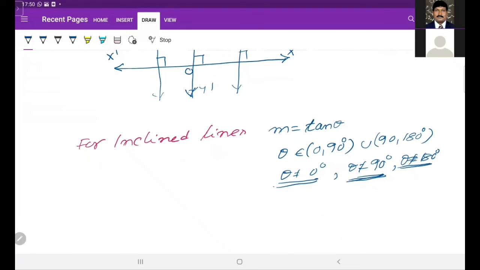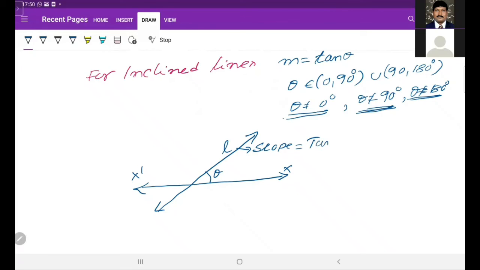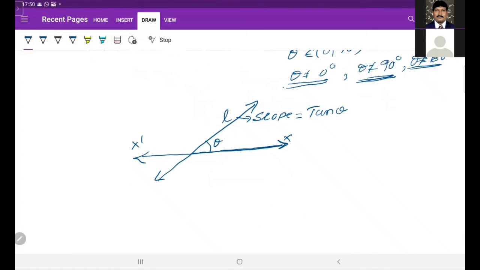Slope M is equal to tan theta. Graph for inclined lines. So X, X dash. First of all, this is line 1, L. This inclination is theta. Slope equal how much now? Slope equals the tangent of the inclination. So this is the inclination, measured from the positive x-axis. Okay. So these are basics, very, very important.